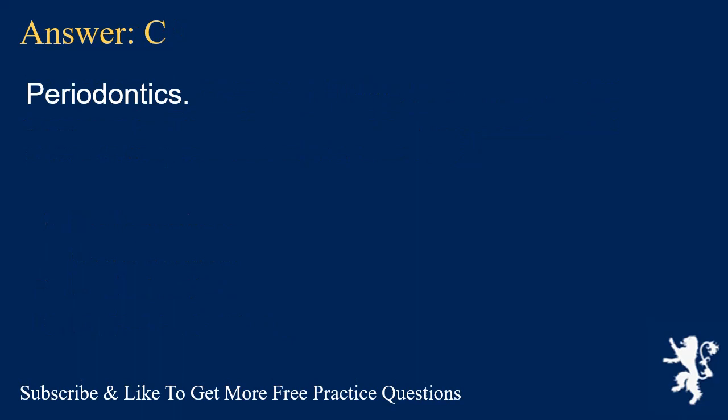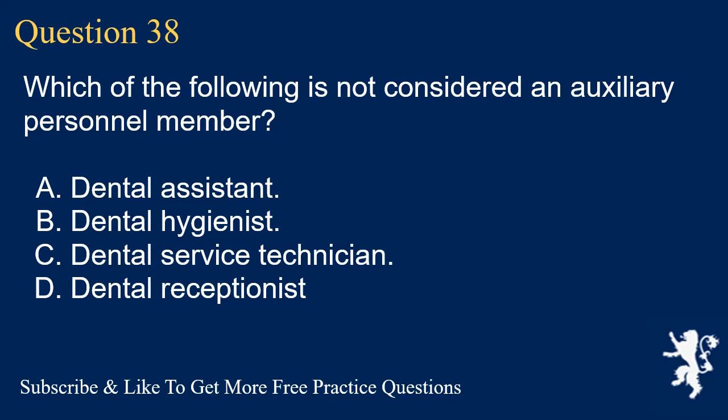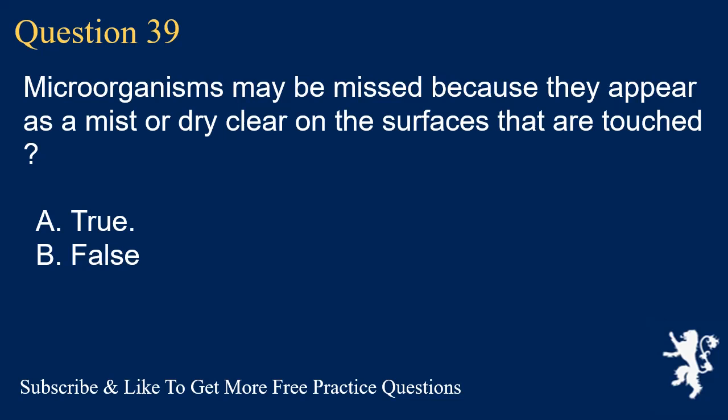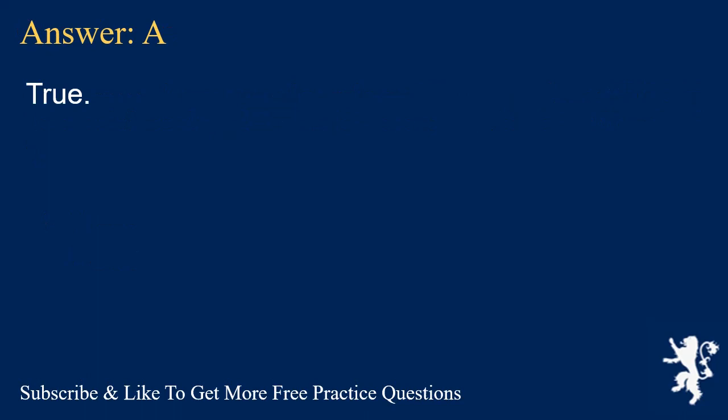Which of the following is not considered an auxiliary personnel member? A. Dental assistant. B. Dental hygienist. C. Dental service technician. D. Dental receptionist. Answer: C. Dental service technician. Question 39. Microorganisms may be missed because they appear as a mist or dry clear on the surfaces that are touched? A. True. B. False. Answer: A. True. Question 40.